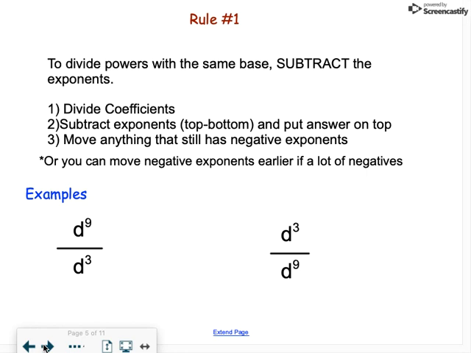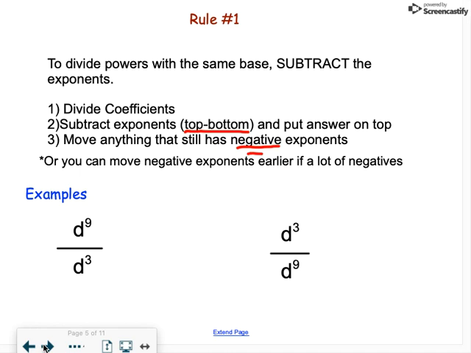So, this rule, the information we're doing today: to divide powers with the same base, you subtract the exponents. Step by step: 1, divide coefficients; 2, subtract exponents. We're always going to do top minus bottom. Then we can simplify if we need to, if we have any negative exponents.